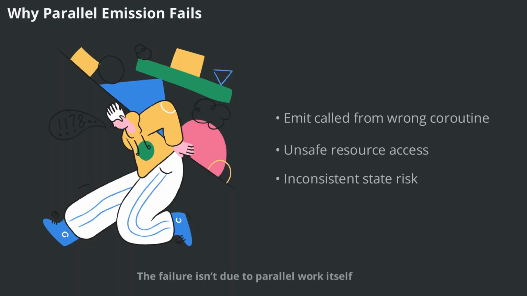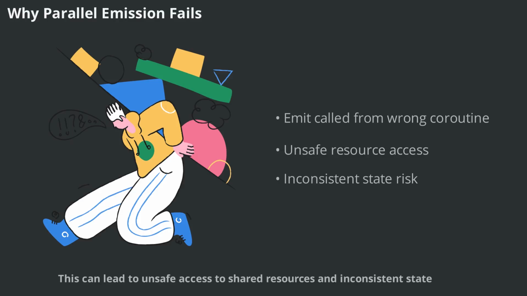The failure isn't due to parallel work itself, but rather the coroutine from which emit is called. Each launch creates a new coroutine, and calling emit from these violates Flow's core rule. The collector block is meant to run in the collecting coroutine, but now values arrive from different coroutines. This can lead to unsafe access to shared resources and inconsistent state.